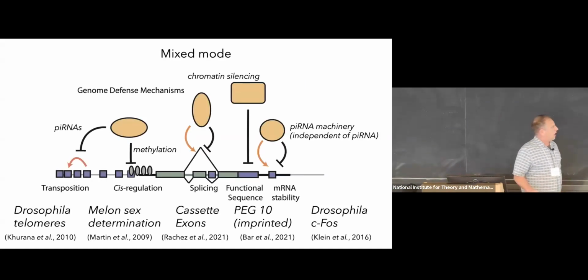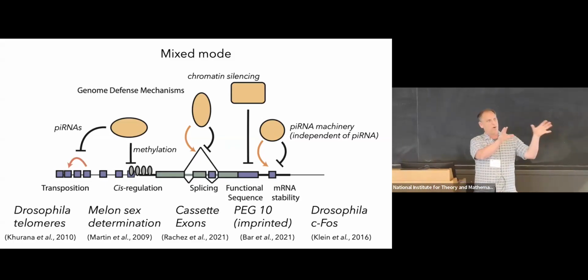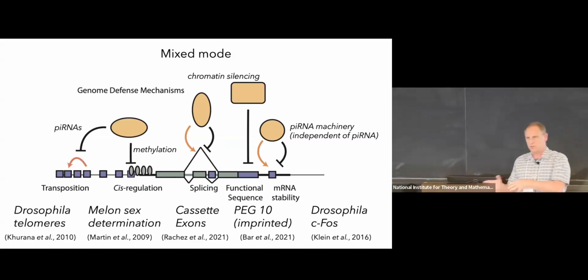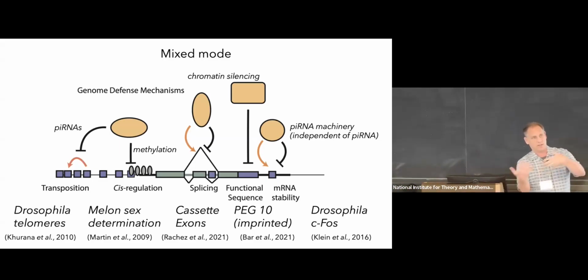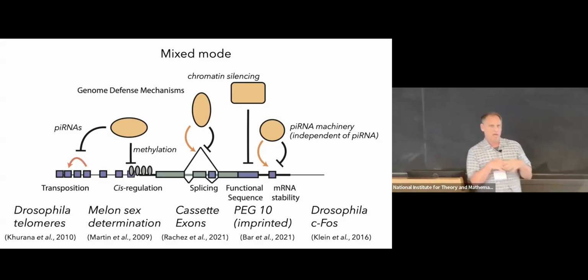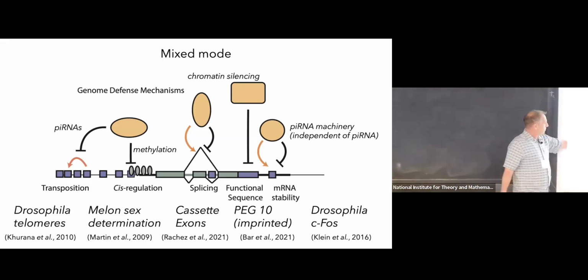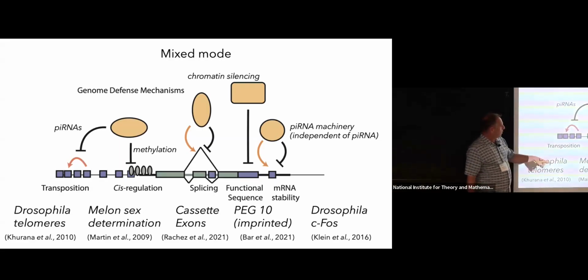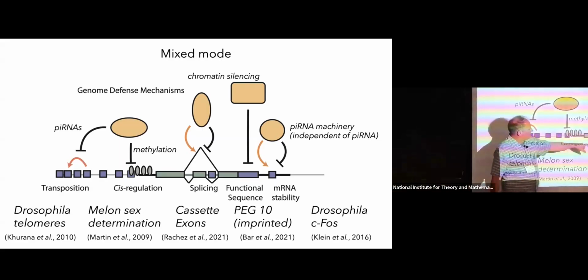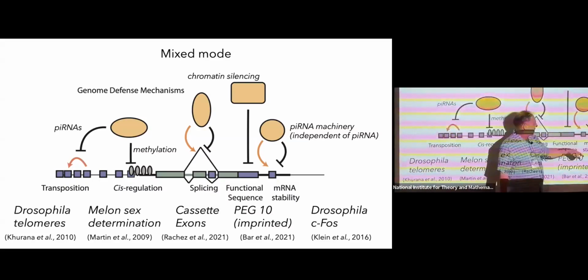So I would like to finally say that, okay, we have these direct modes, and then we have these indirect modes. Maybe the TEs put pressure on the host to evolve a silencing machinery that then can be secondarily recruited. But actually, I think these are quite enmeshed, because a lot of these things I just talked about, like the transposable elements at the telomere, or the cis regulatory sequences, or different splicing factors, or functional sequences, or things that regulate mRNA stability.